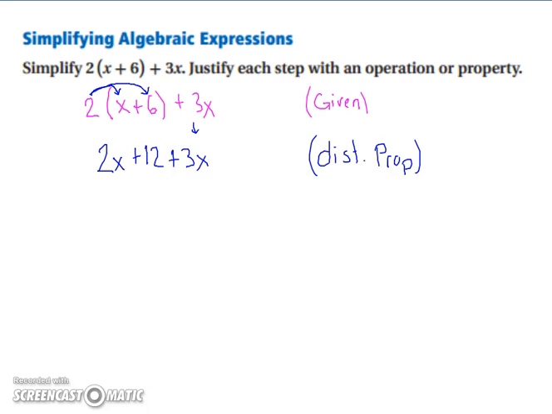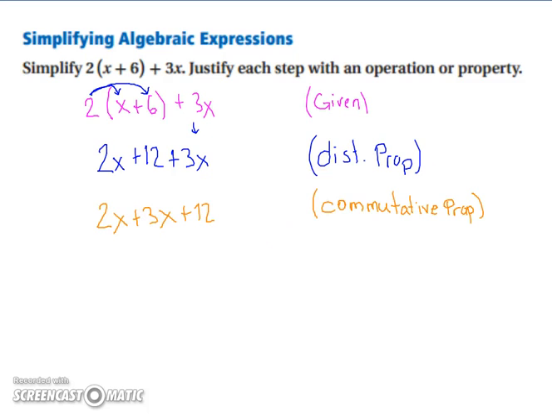Now that we've used our distributive property, we're going to need to move things around a little bit. We can't add 2x and 12 because they're not like terms, but we can add our 2x and 3x. So we have 2x plus 3x plus 12. We just used the commutative property, and now we've got to keep going.